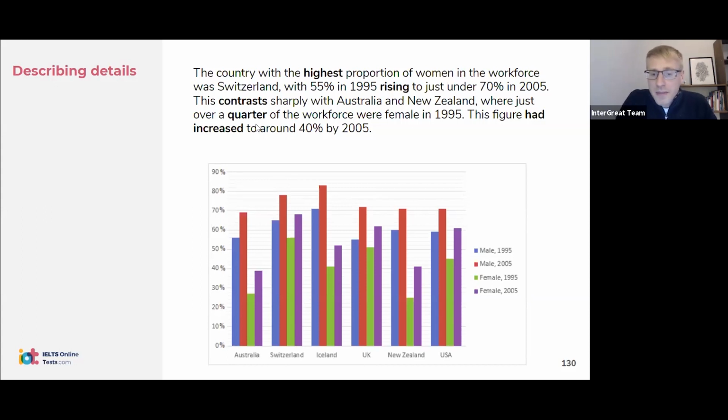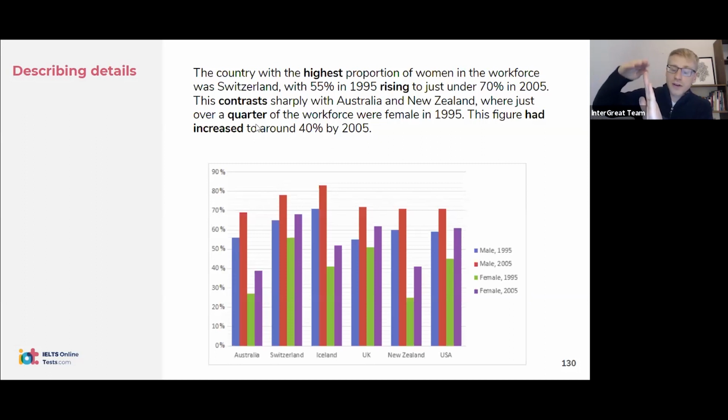Why are we using the past perfect? I can see a lot of you asking the question. So when we have two events in the past, right? We're talking about 2005. The figure increased between 1995 and 2005, right? Between those two points in the past.